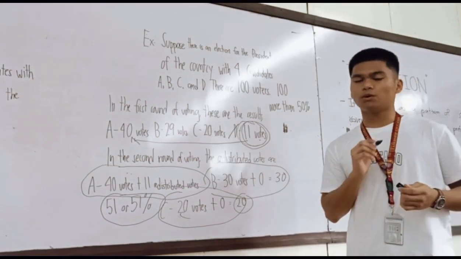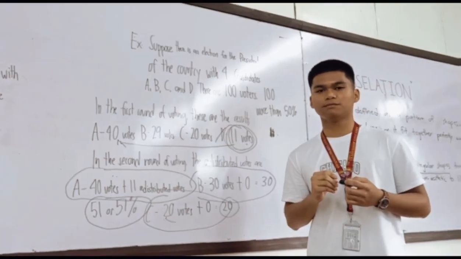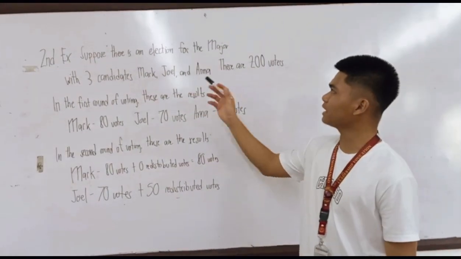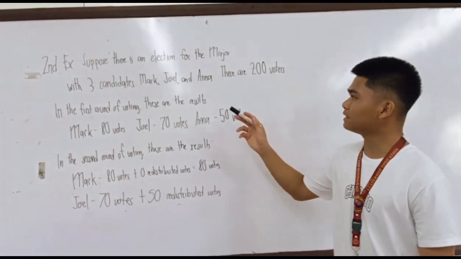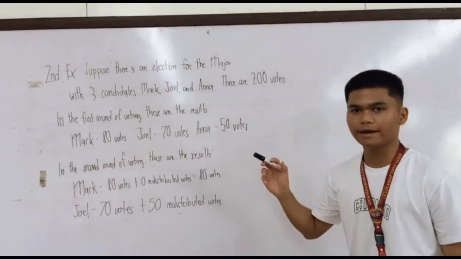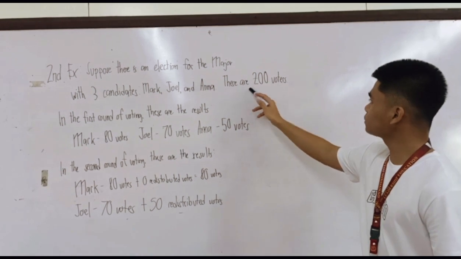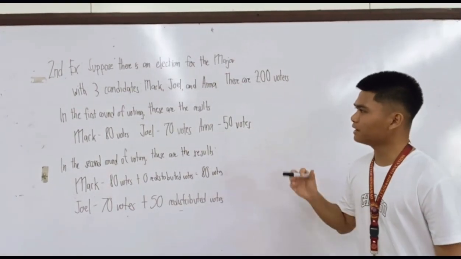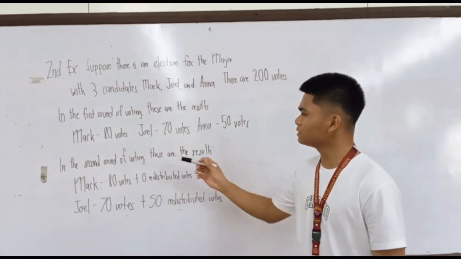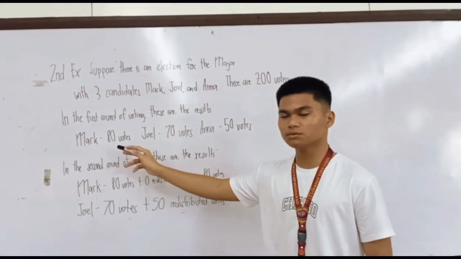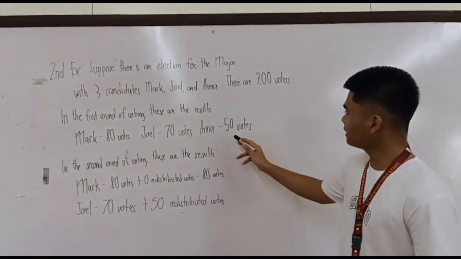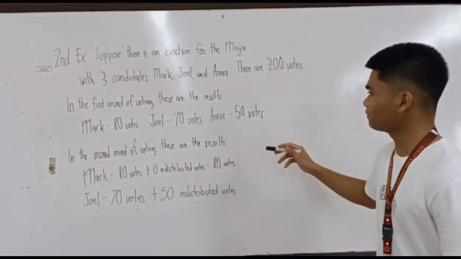And now let's proceed to our second example. Suppose there is an election for mayor with three candidates, Mark, Joel, and Anna. And there are 200 voters. And now, let's proceed to the first round of voting. So these are the results. Mark got 80 votes, Joel got 70 votes, and Anna got 40 votes.